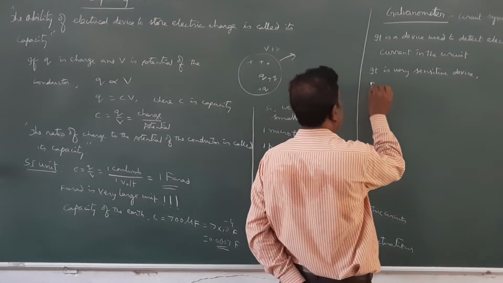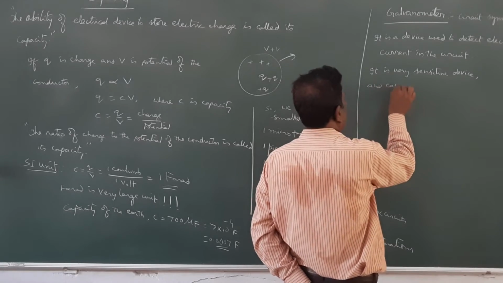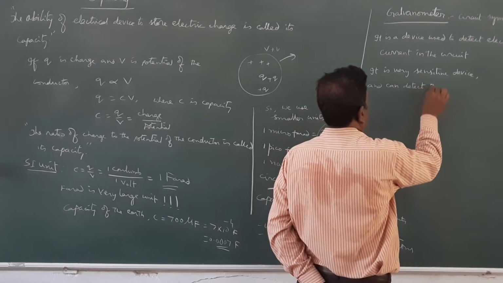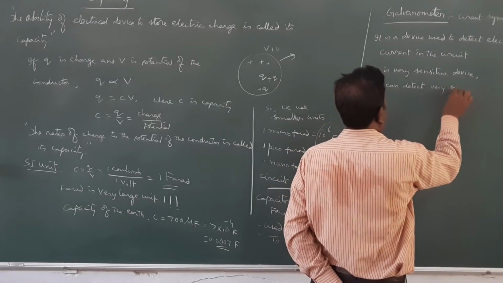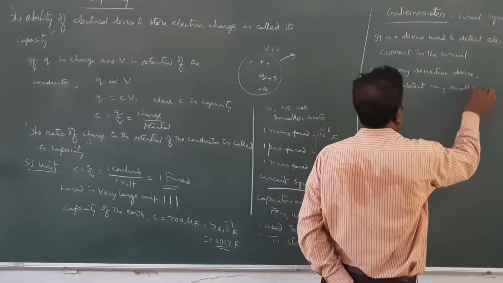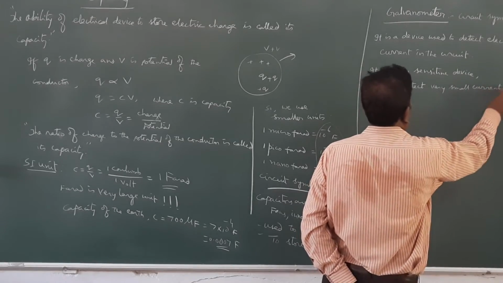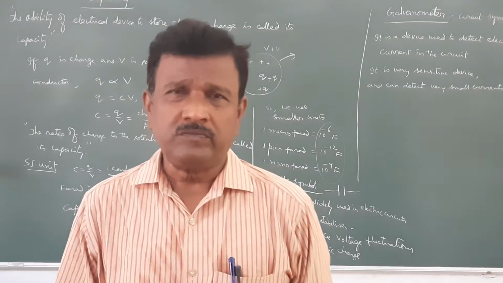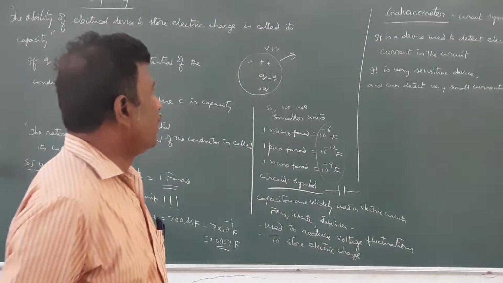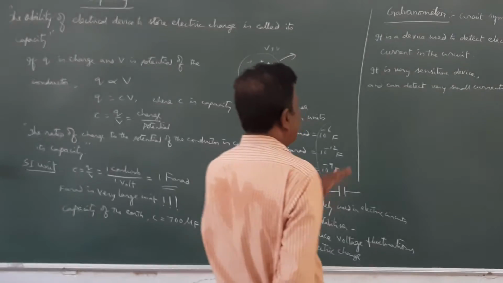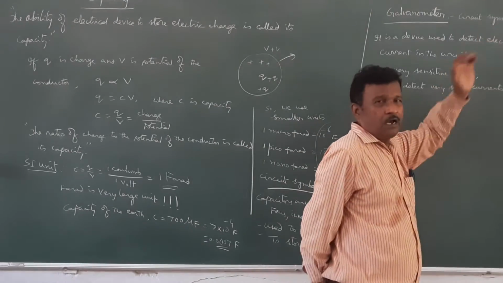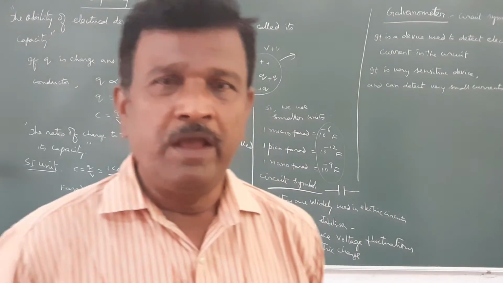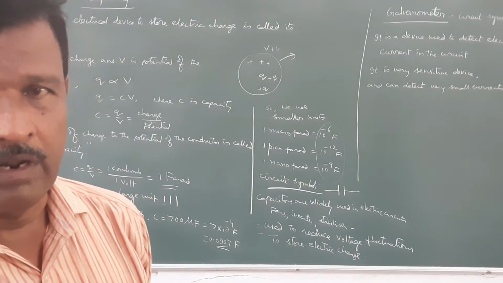And can detect very small currents also. Now, when higher currents pass through the galvanometer, it may burn out in the circuit.